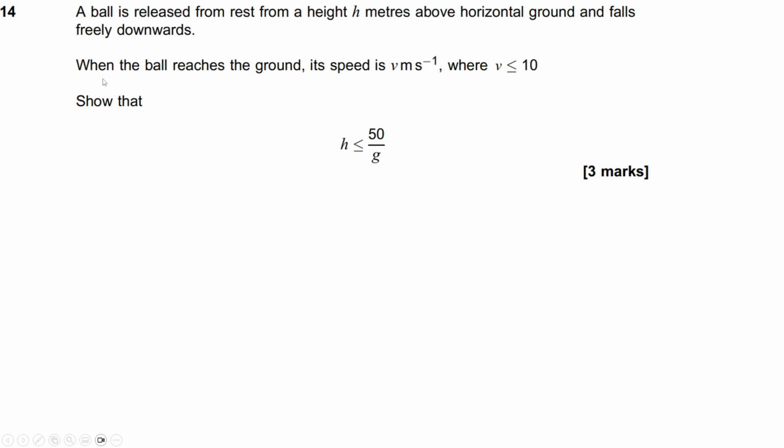A ball is released from rest from a height of h meters above a horizontal ground and falls freely downwards. When the ball reaches the ground, its speed is v meters per second, where v is less than or equal to 10. Okay, so this is a SUVAT question. The equation that you need to use is v squared minus u squared equals 2as.